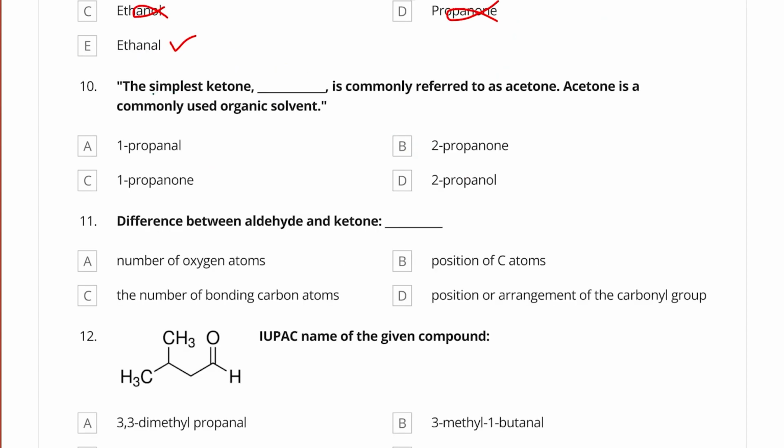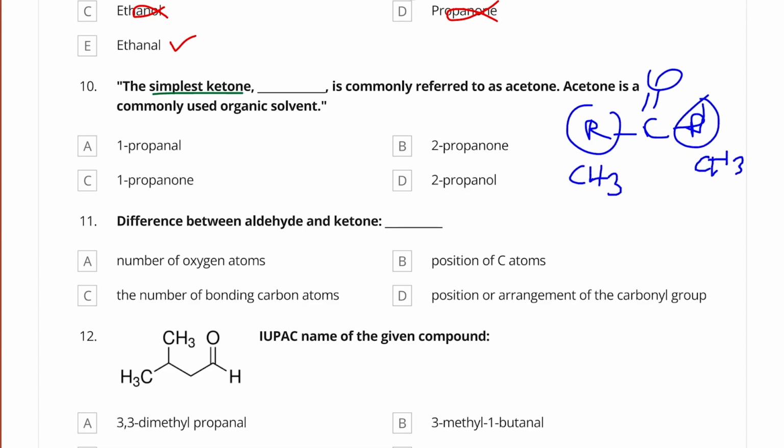Question 10. The simplest ketone, which means the ketone with the lowest possible number of carbons in the chain. And remember the ketone formula: R, carbonyl, the second R. So there's only one possibility. The R's are methyl groups, which makes it 2-propanone, my dear friends. So the answer is this option. There's no possibility of it being 1-propanone.